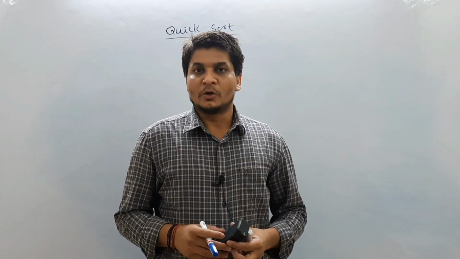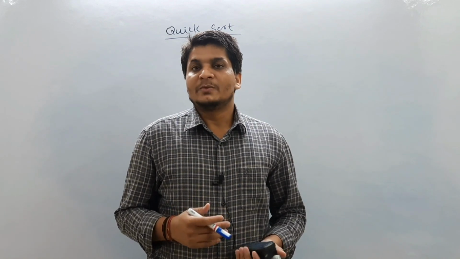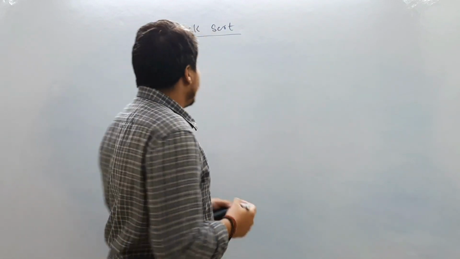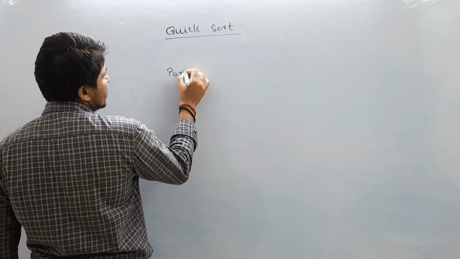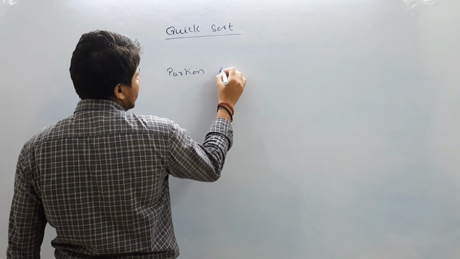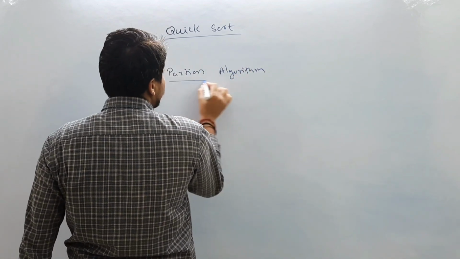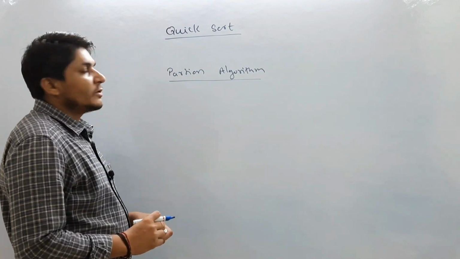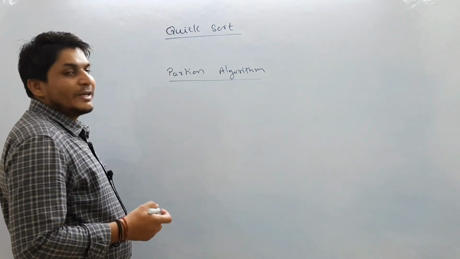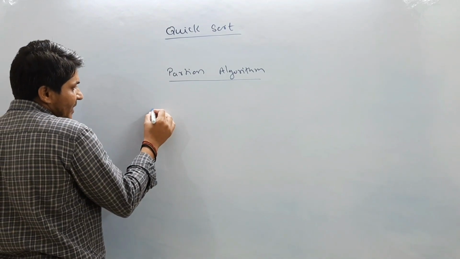In this video, I am going to talk about quicksort. Before understanding quicksort, let us try to understand what the partition algorithm is. Let me explain with one example. You can say this is the heart of quicksort. Once you understand the partition algorithm, quicksort will become very easy and very simple.